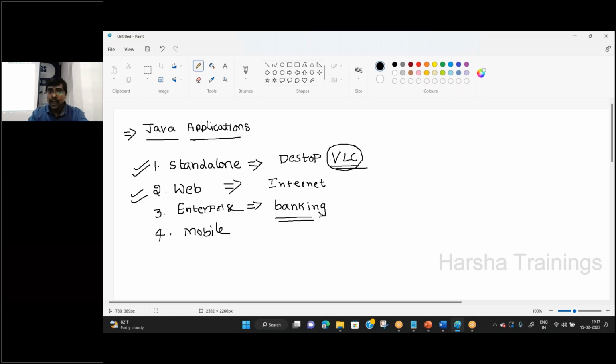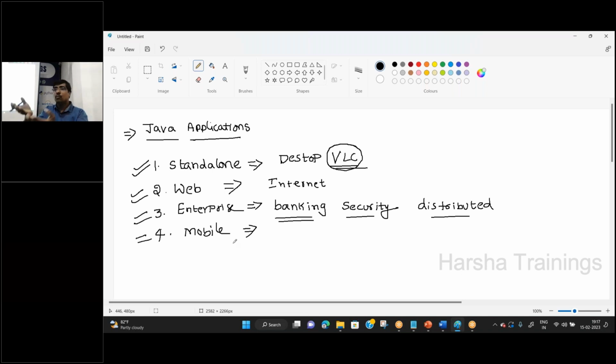organizations. So for banking applications, the main purpose is security. Compared to the remaining things, banking applications require a lot of security. One more point is that those are called distributed. That means the information is distributed among different banks, and among different branches in the bank. Okay, that is enterprise application. Finally, mobile application.